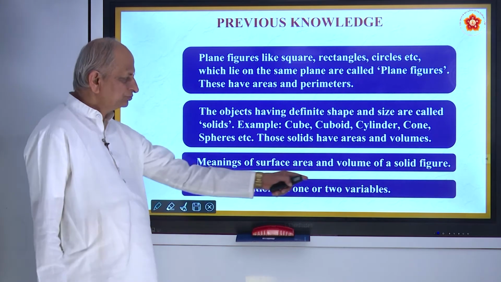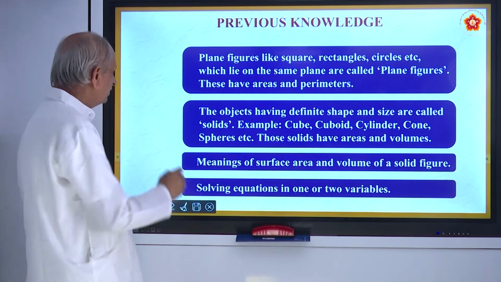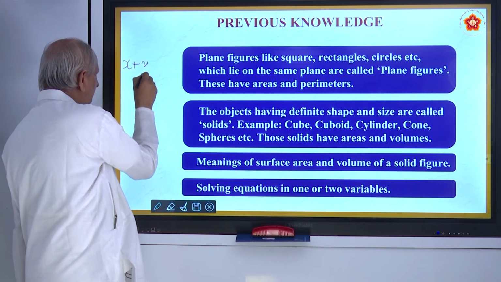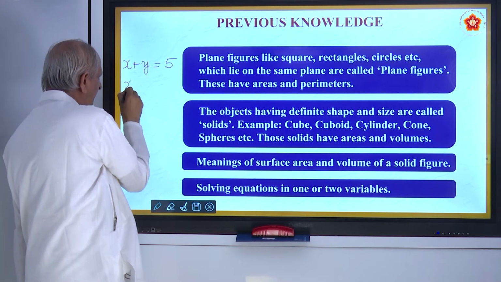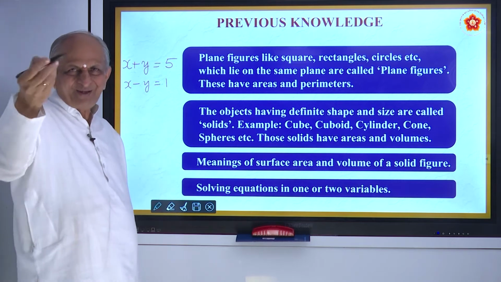Also, equations having two variables. They are also called simultaneous equations. Suppose you have x plus y is equal to 5, x minus y is equal to 1. Come on, anybody? Value of x?